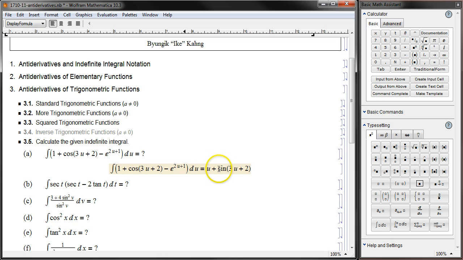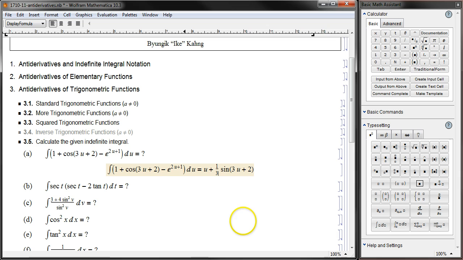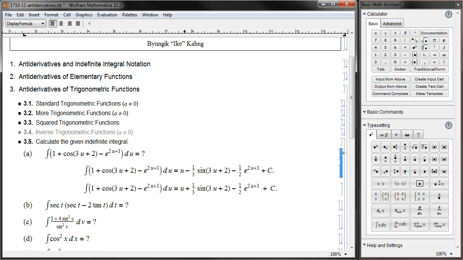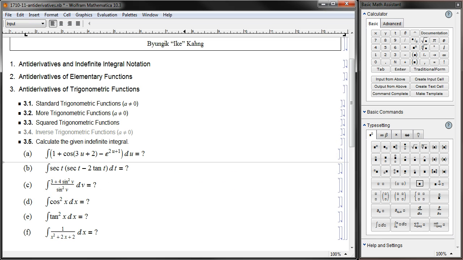But that's not the end of the story. I need 1 over a. Minus. How about the exponential part? Exponentials stay the same, but I need 1 over a. If you just remember 1 over a, you can do all these. No problem there. Do I have that in my answer key here? Yes. No problem there then.